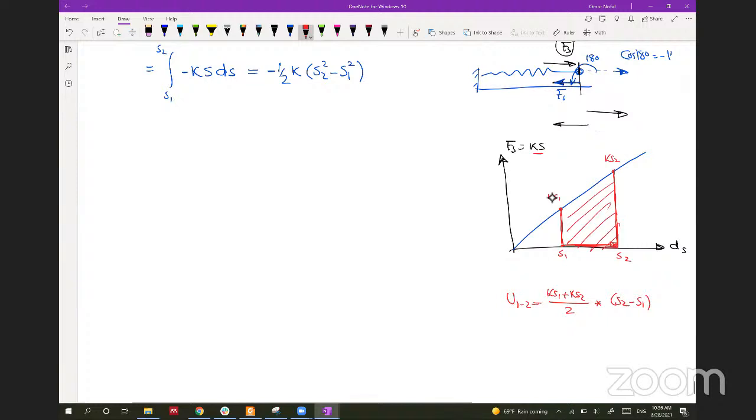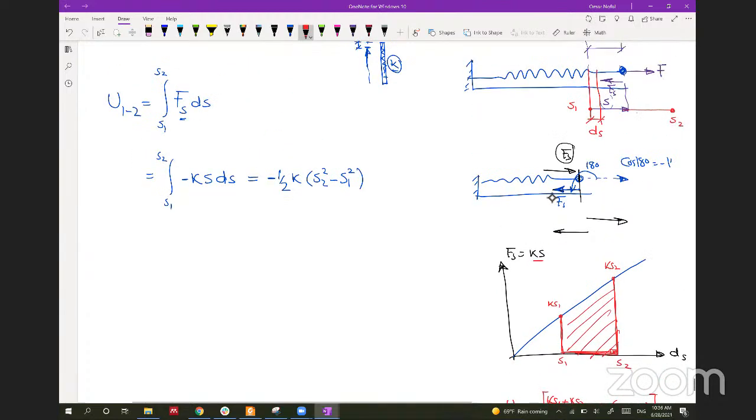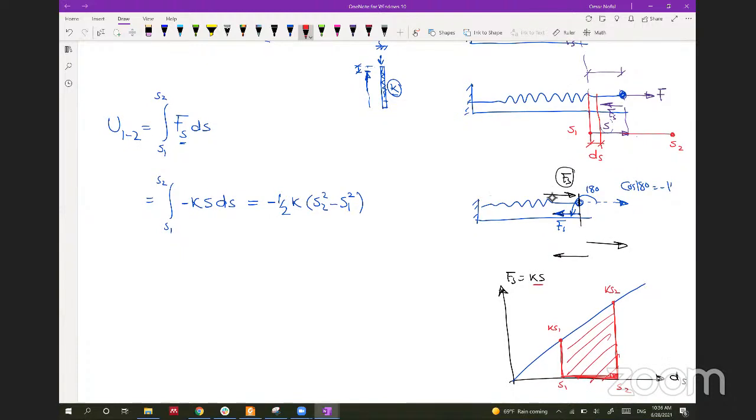This will give you a half, and let's put -1 because the work of the spring is always negative, and we will have K as a common factor, and you will have (S1 plus S2) multiplied by (S2 minus S1), and this will give you -½K(S2 squared minus S1 squared). So this is the same concept. This is how the spring force looks.